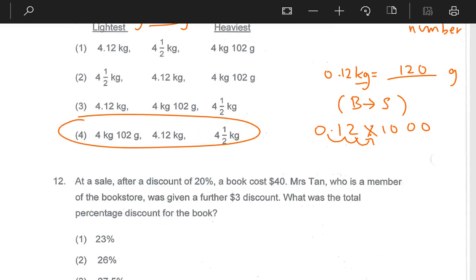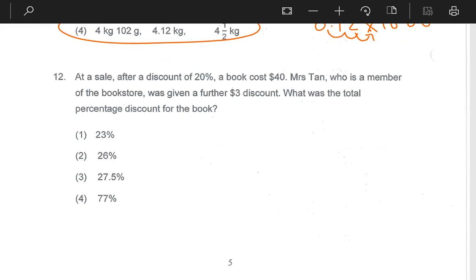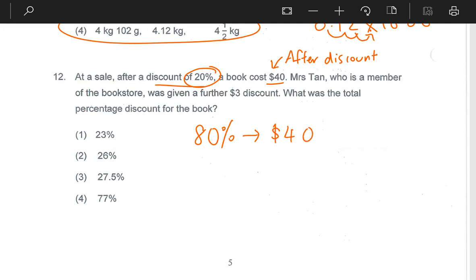Okay, question 12 has got to do with P6 percentage. You got a discount, and after this discount of 20%, you notice that the book only costs $40. Meaning to say that this $40 is an amount that is after the discount. So how many percent is that? In fact, it's just 80%. This 80% is the $40. Now let's find back the original price of the book.